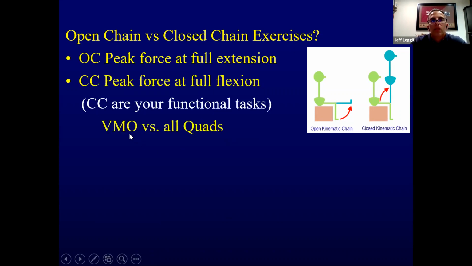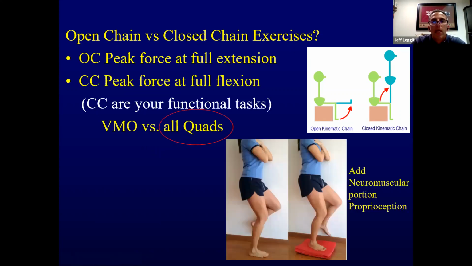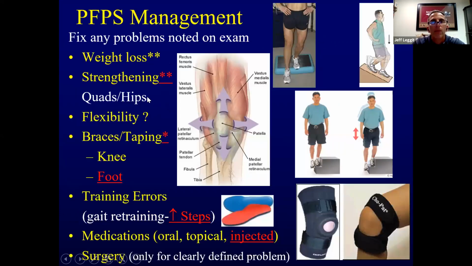And then what do you exercise? Do you just work the VMOs or all quads? Yeah, all quads. And then don't forget that once you build strength up here, you need to challenge the neuromuscular system and the proprioception system, so that you can help with that too. And so once she's strong here, we're going to get an unstable platform to start working on neuromuscular proprioception. And then everything you do for the knee, you got to do for the hip as well. So that's what we would do for strengthening. And then again, we talked about quads and hips. I'll get back to flexibility in a little bit.